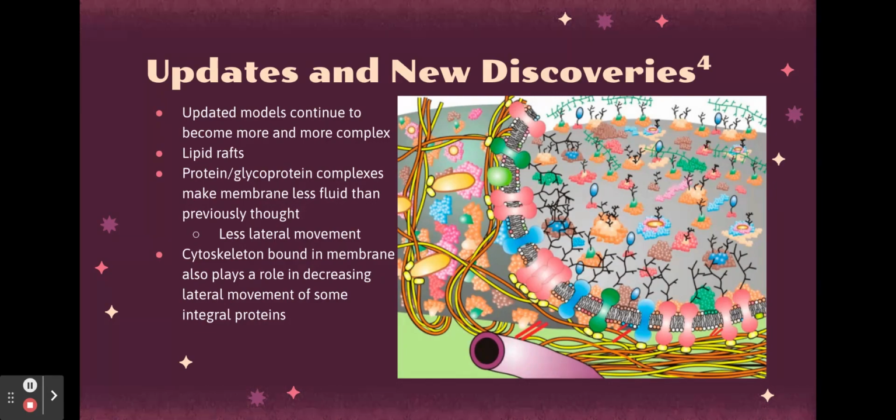And also, another component that makes the membrane less fluid is a cytoskeleton that is bound in the membrane. So, this also plays a role in decreasing lateral movement of some of those integral proteins. So, overall, the membrane is just not as fluid as they originally thought, at least for some of the integral proteins.